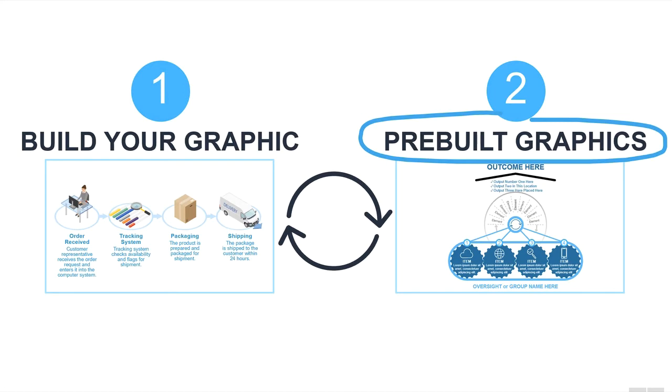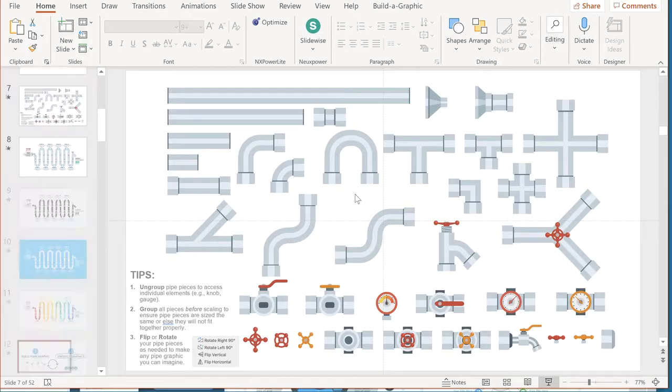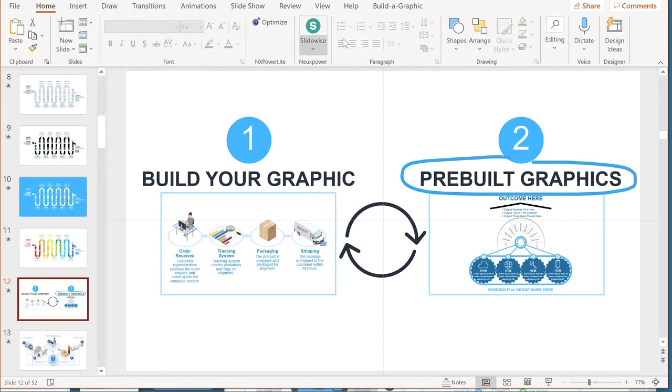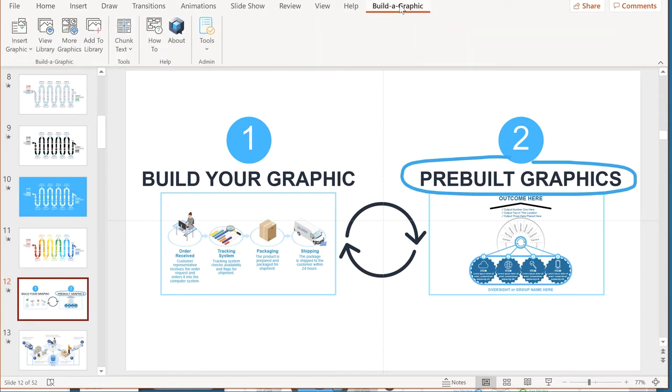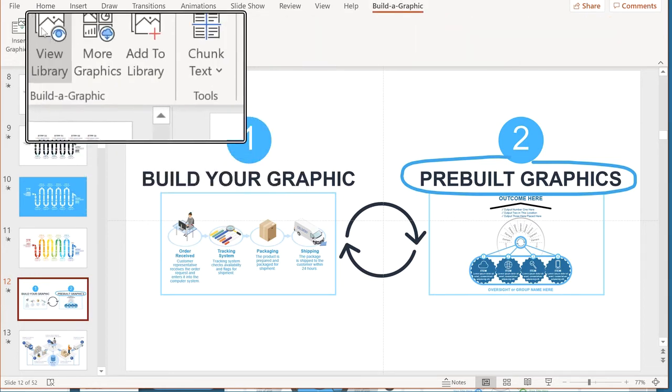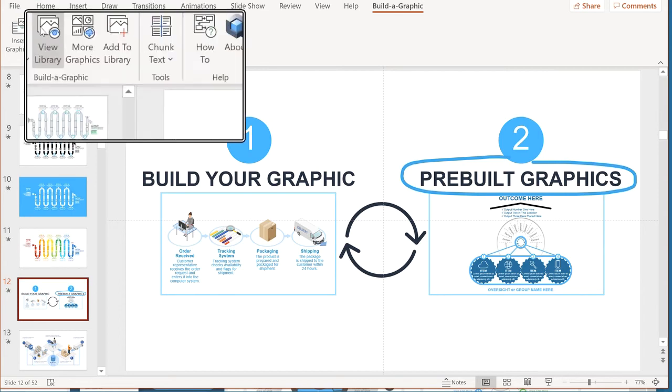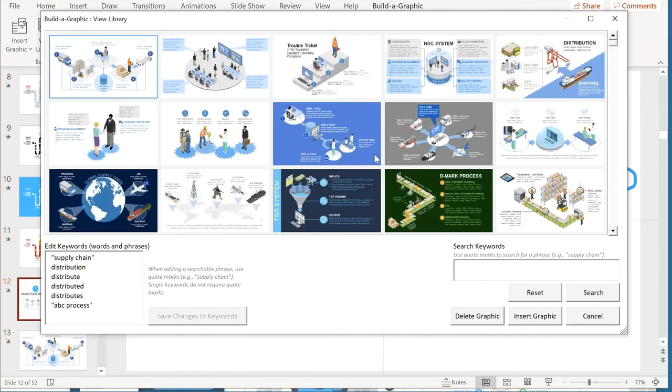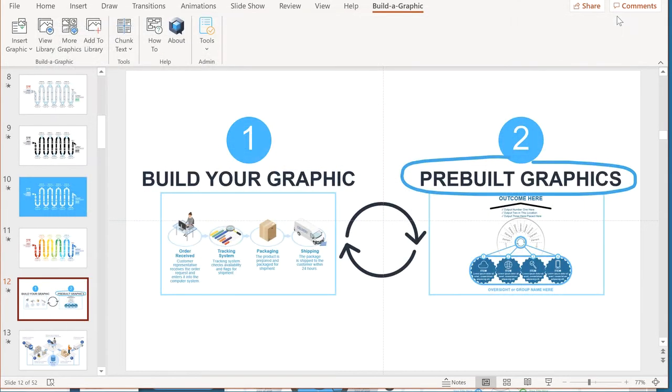I could also, instead of using those keywords and phrases, go to the Build a Graphic tab. I could also choose View Library. When I click on View Library, what I get is a giant library of graphics that I could search for this way with keywords and phrases that I can change.